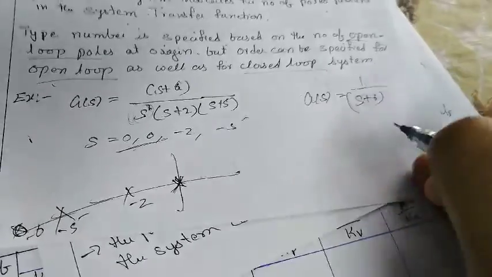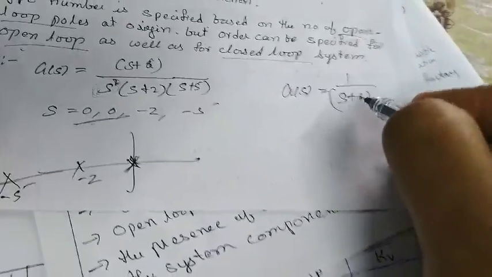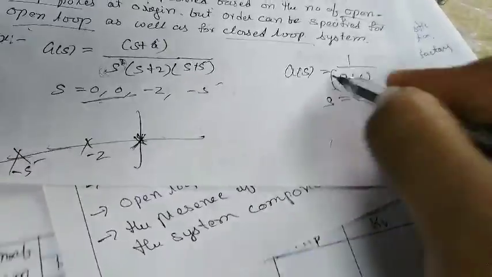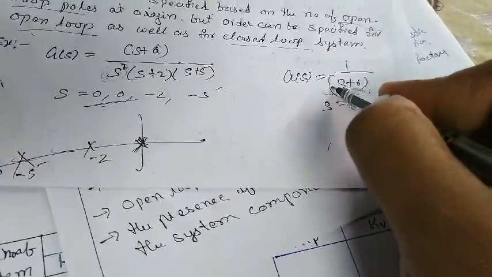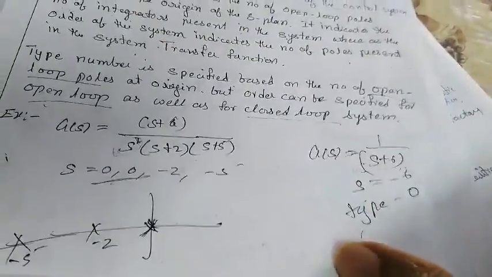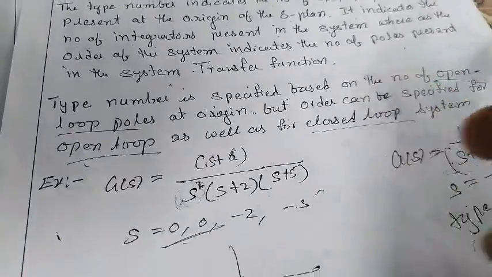If I don't have any zero, for example G(s) equal to 1 by (s + 6), here I don't have any numerator, I have only the denominator, which is s plus 6. So I have 1 pole at s equal to minus 6, and there is no pole at the origin, there is no s term, so this is called a type 0 system. You have to make the difference between type and order, because your steady state error also depends upon the type of a system.